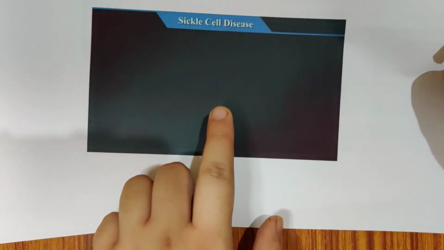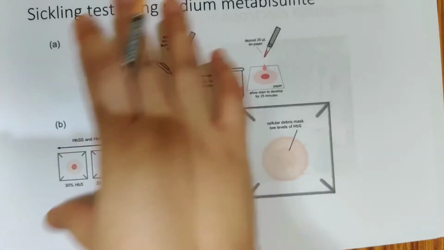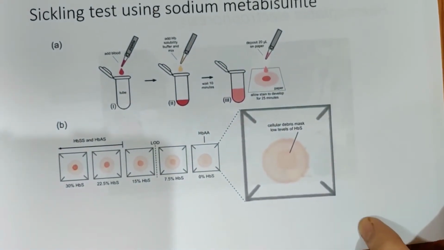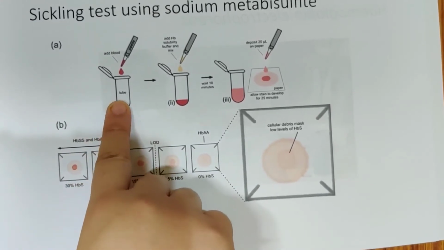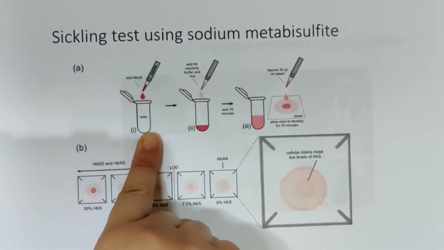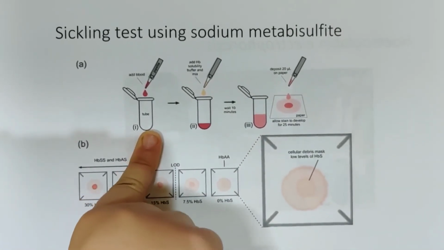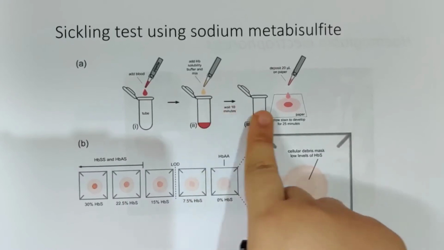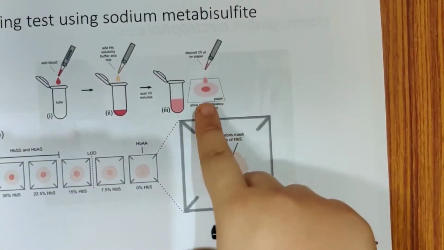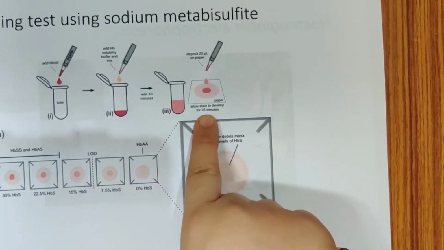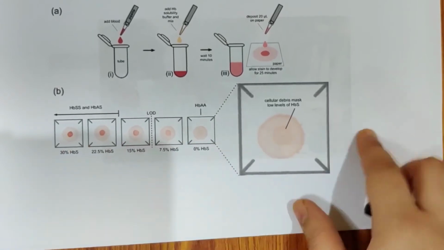I have put a demonstration video of sickling which you can see. This diagram I've made a little big so you can see. What happens is, you add blood to the test tube. Here the buffer solution is sodium metabisulfite solution. This solution with the blood, we have to wait for 10 minutes. After that we put it on a glass slide, cover it with a cover slip, and allow it to stand for 15 to 20 minutes, and then we can see the sickling that occurs.